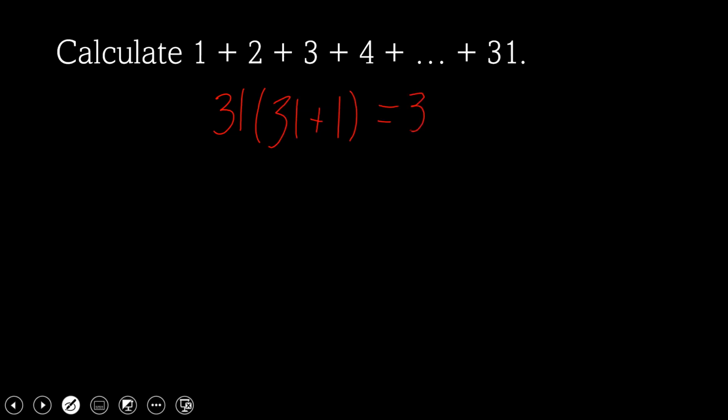So 31, can you still hear me? I can hear you perfectly. Okay. 31 times 32 equals 992. And if you divide that by 2, you get 496.